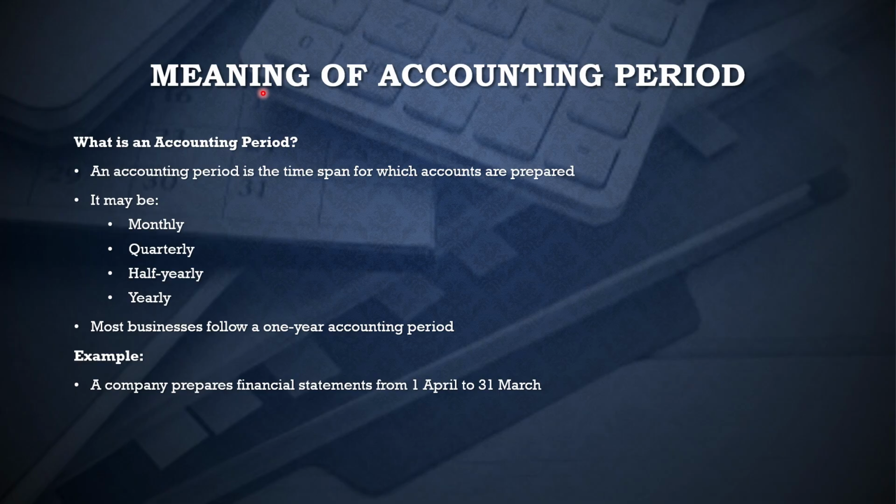Okay, so let's now understand what an accounting period actually means. An accounting period refers to the specific time span for which accounts are prepared. This period can be monthly, quarterly, half yearly, or yearly, depending on the needs of the business. However, in practice, most businesses follow a 1 year accounting period. So, for example, a company may prepare its financial statements for the period from 1st April to 31st March, completing a whole 1 year.